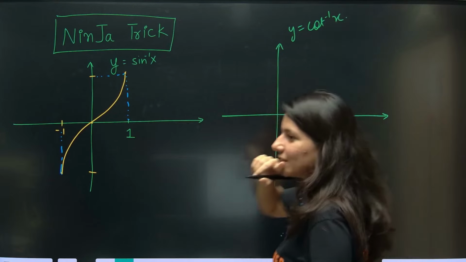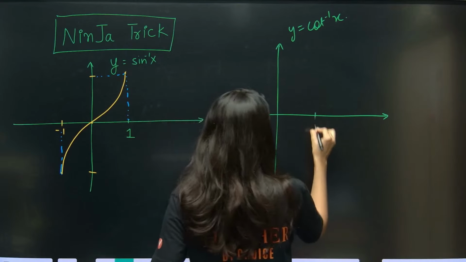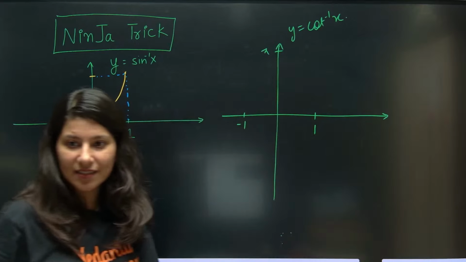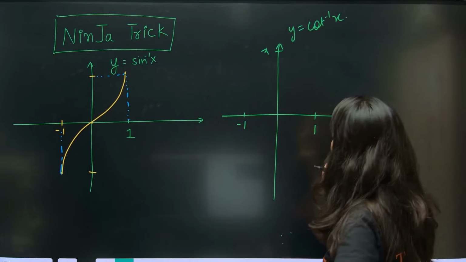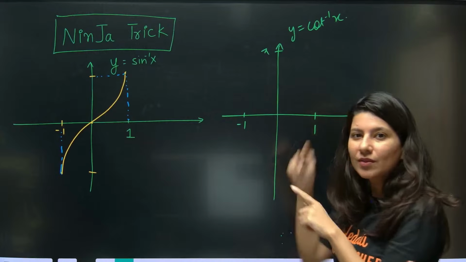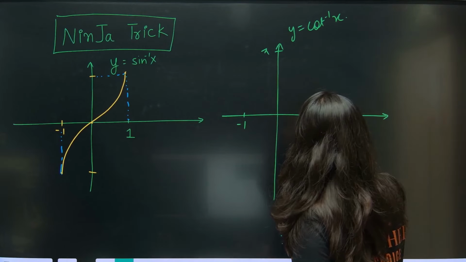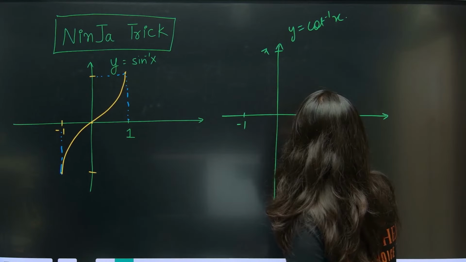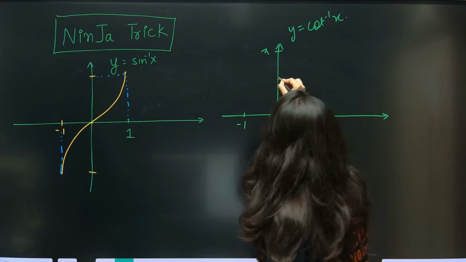Okay, ma'am. For cot inverse x, you told me the domain is minus 1 to 1 and the range is 0 to pi. The graph is completely above the x-axis. Now tell me, cot inverse 1: when cot theta is 1, the angle is 0 degrees. So this is the point (0, 1). Then cot inverse 0: cot theta is 0 at pi by 2. So this is the graph.